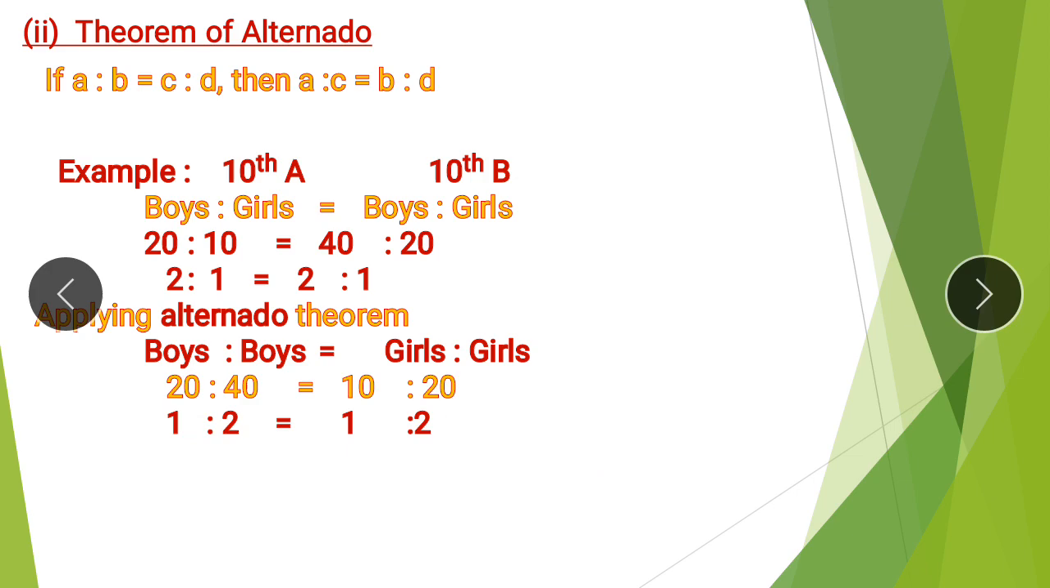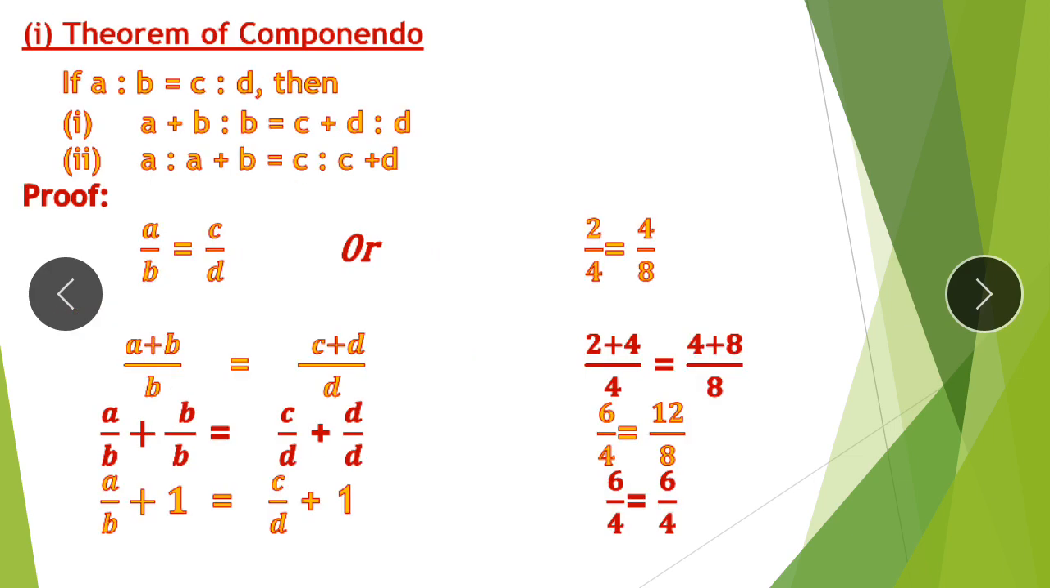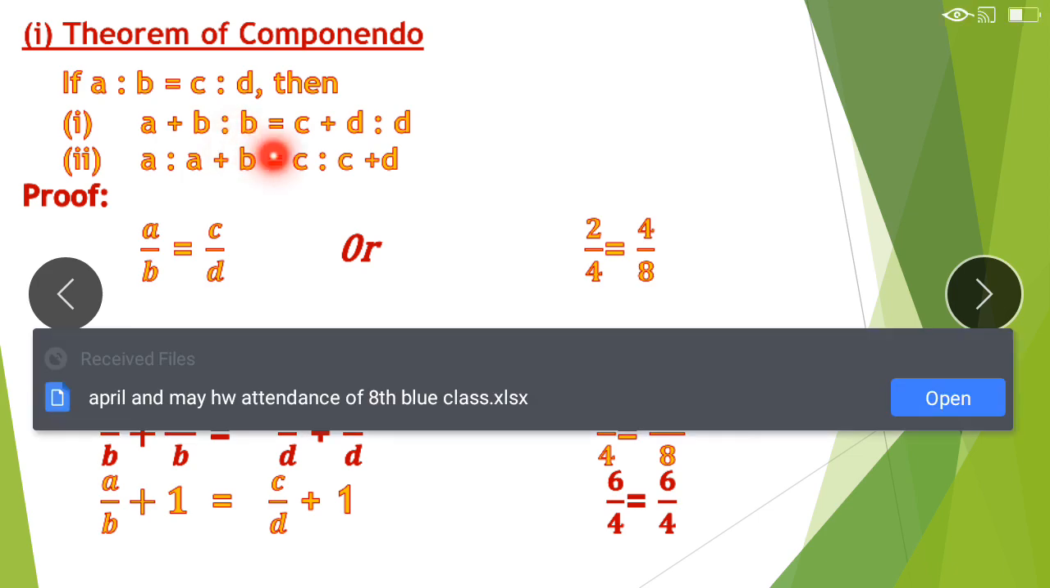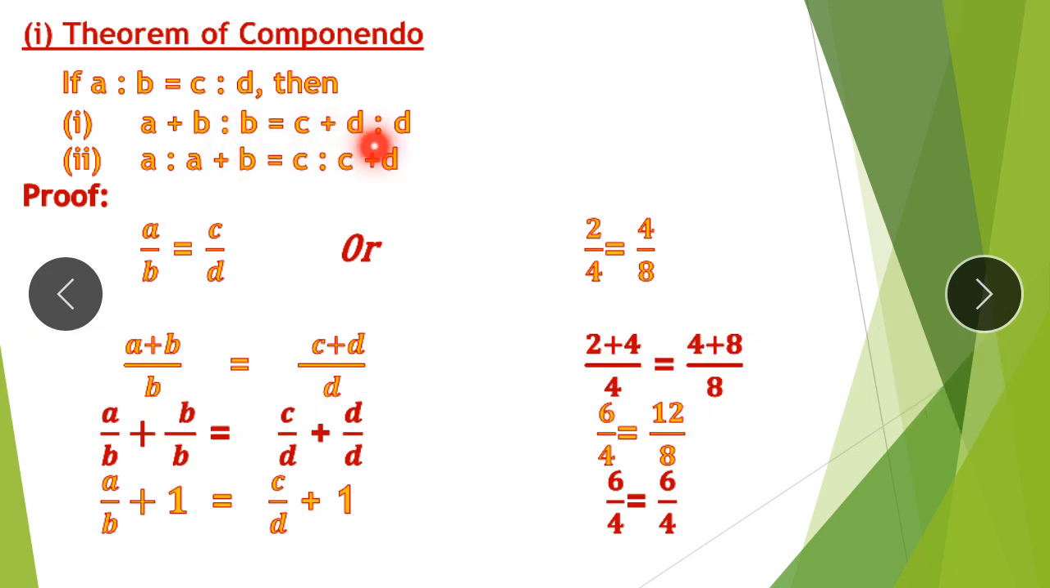That was another fact for proportions. Now we have the third theorem, which is the theorem of componendo. The theorem of componendo states that if A ratio B is equal to C ratio D, then A plus B ratio B, or we can say C plus D ratio D.